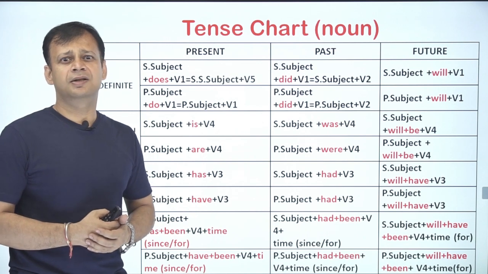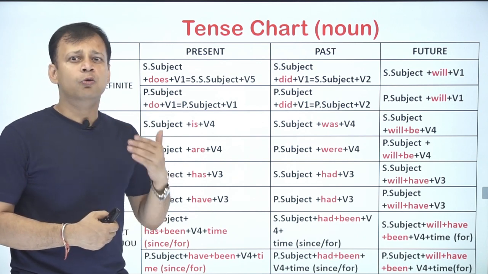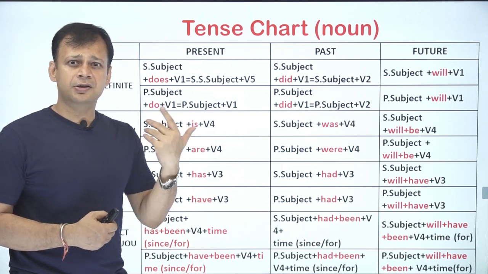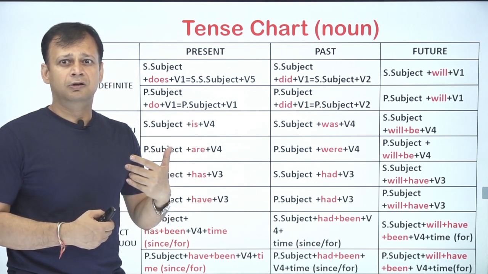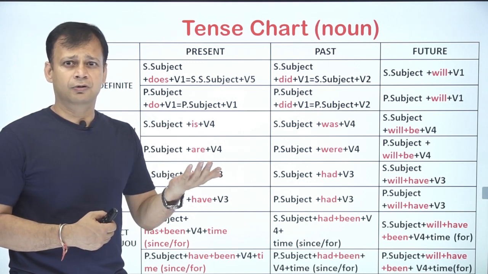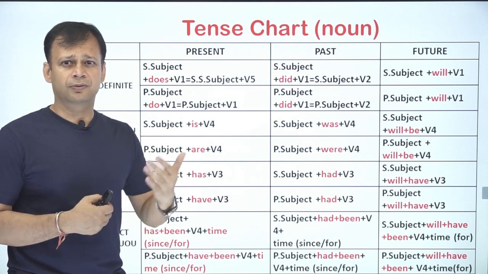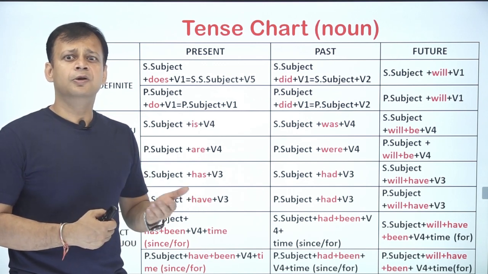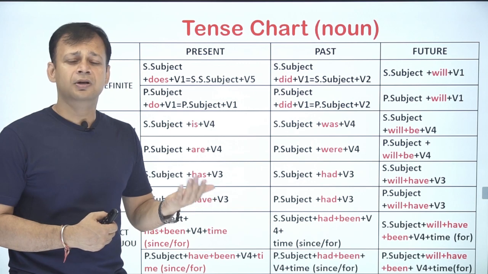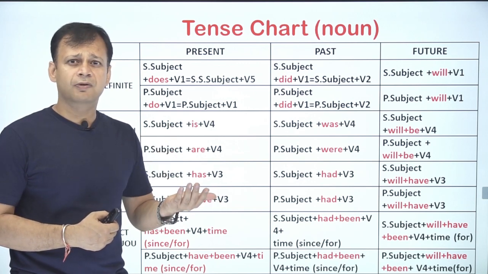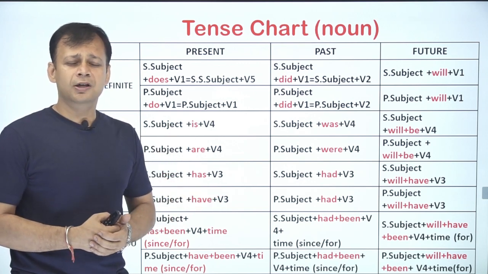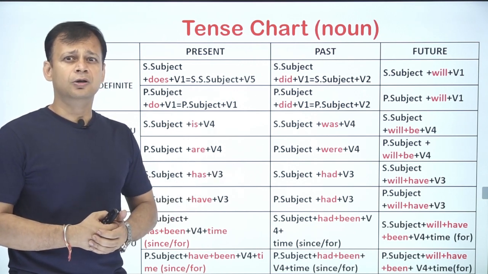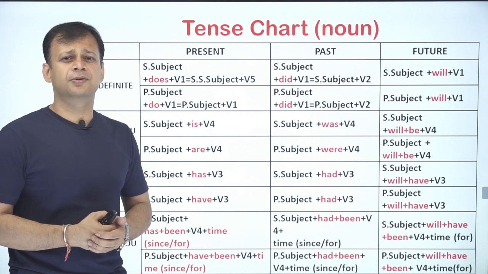Now let us practice future perfect. Bird will have flown. Third form. Bird will not have flown. Will bird have flown? Will bird not have flown? And future perfect continuous. Bird will have been flying for 2 hours. Bird will not have been flying for 2 hours. Will bird have been flying for 2 hours? Will bird not have been flying for 2 hours?